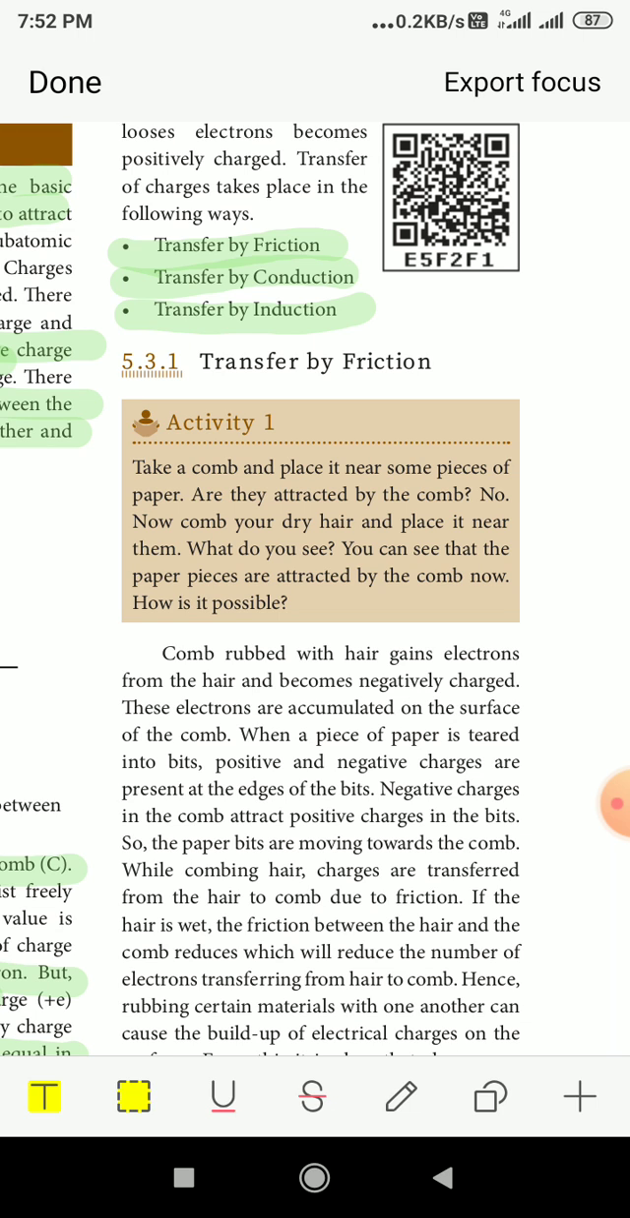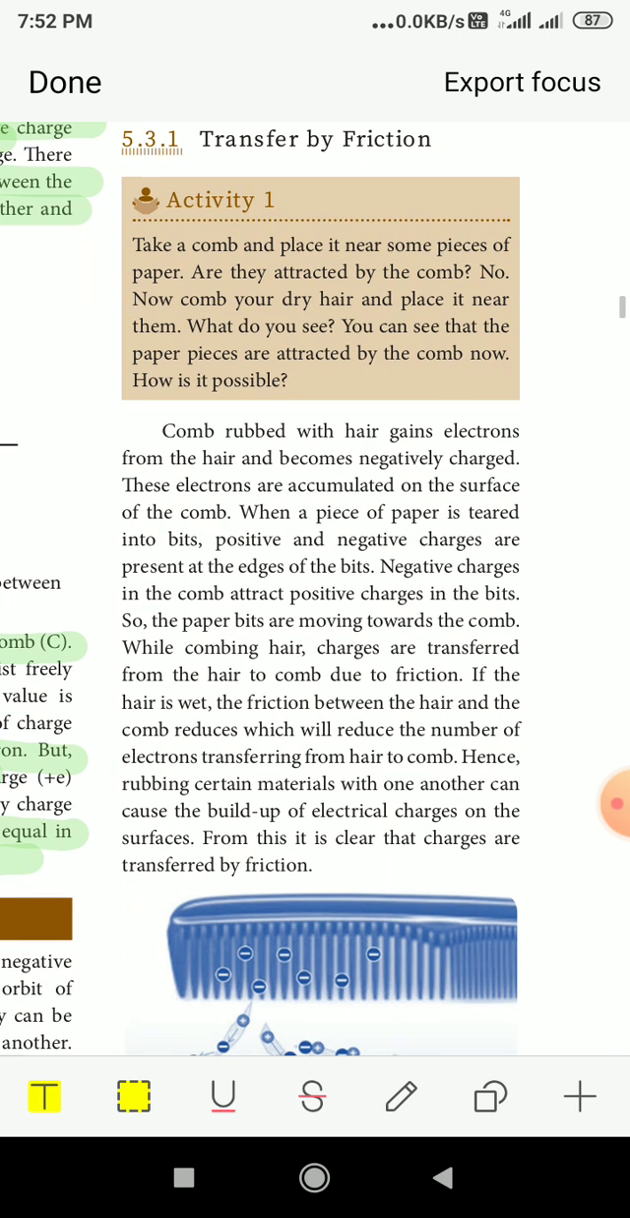A comb rubbed with hair gains electrons from the hair and becomes negatively charged. These electrons accumulate on the surface of the comb. When a piece of paper is torn into bits, positive and negative charges are present at the edges of the bits. So what will happen to the negatively charged comb? It will attract the positive charges. So some bits of paper will be attracted by the comb. This activity is explained by friction: when the comb is rubbed on the hair, it gets negative charges, and they attract the positively charged bits of paper. Okay.